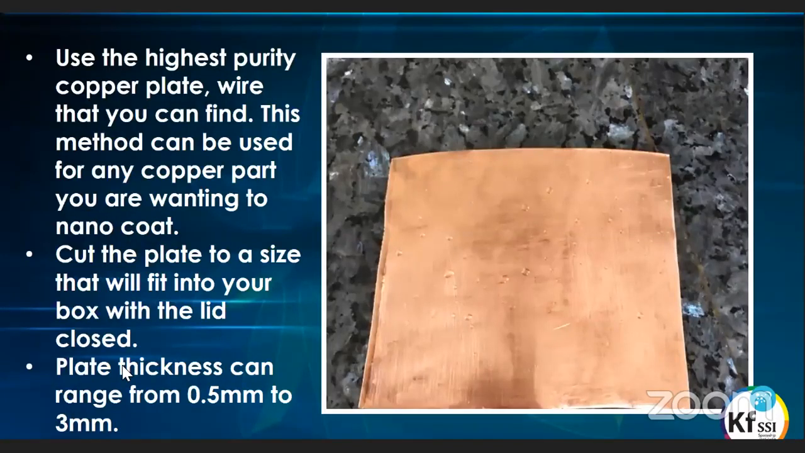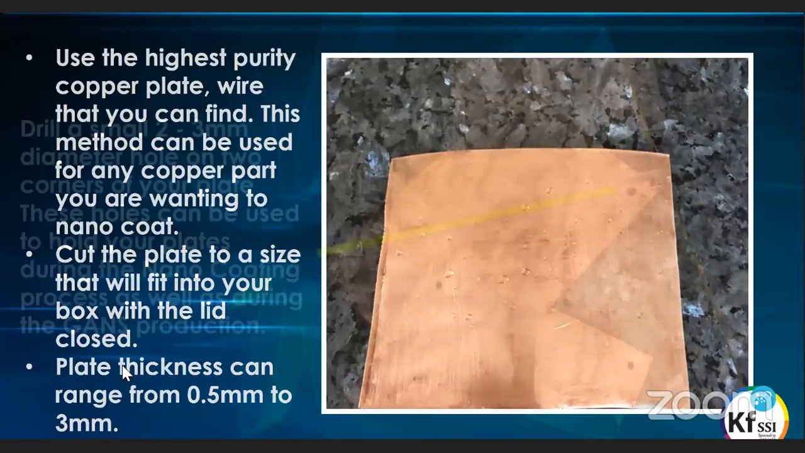Okay, so if you've got your copper, whether it's your copper plates or your wire coils that you want to nano layer, or even your little spinning devices, you need to make sure that they are of the highest quality and purity of copper. Cut them to a size that's going to fit into your box with the lid closed. Your plate thickness can vary. If you're making your plates for your GANS materials, it can vary from 0.5 mm to 3 mm. The thickness is not important.